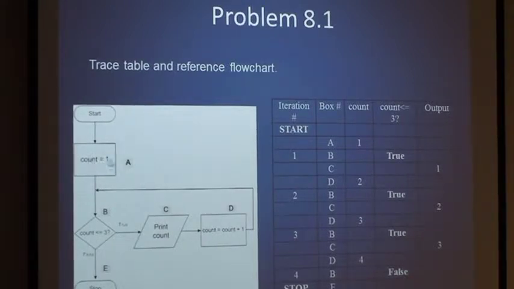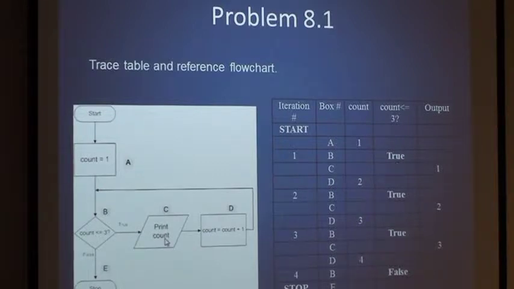So in the flowchart, we've labeled these A, B, C, D, etc., all the boxes. And after you're done with A, what will be the value of count? So this is the box that you're done with. The value of all the variables goes here, including the value of the expression, this expression, count less than equal to 3. After you're done with B, that's true, isn't it? Because count is still a 1.